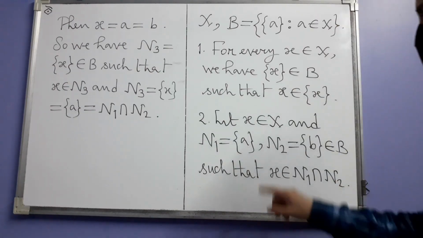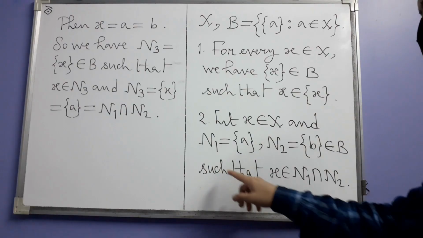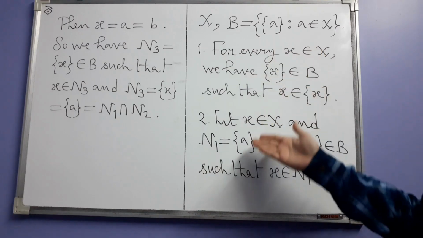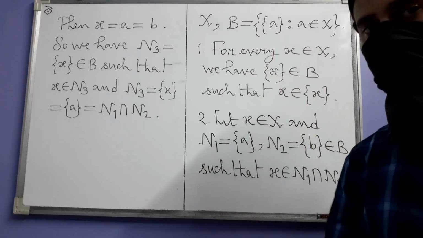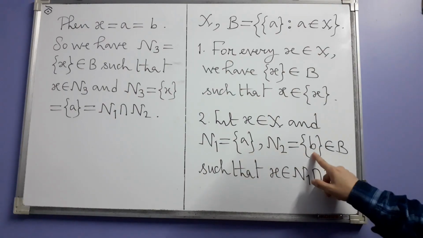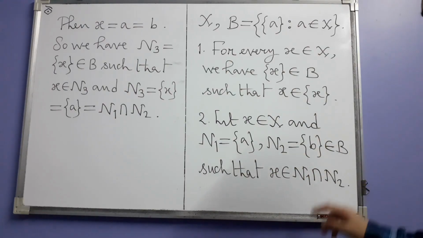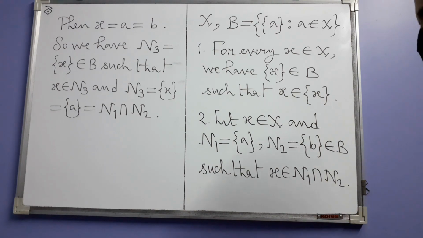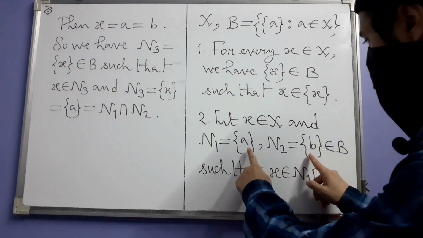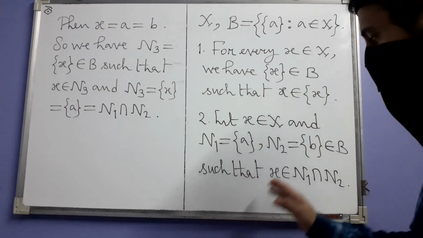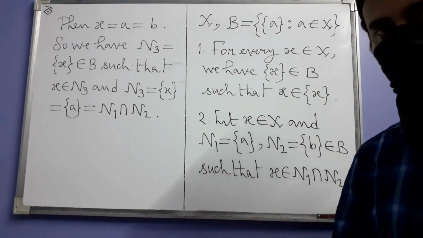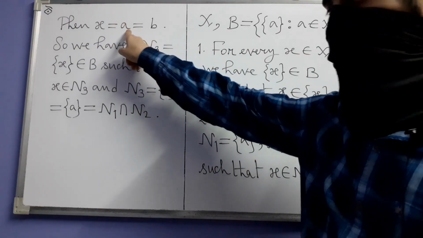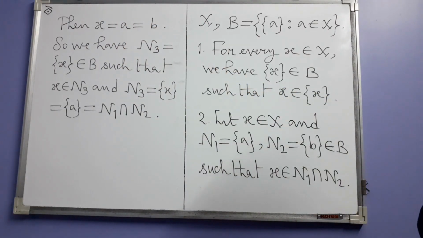So for the second condition, we take any element X in X and say we have two basis elements N1 and N2. So by definition, each one of them has to be a singleton set. So this one is the set A and this one consists of B, in B, such that X belongs to their intersection. Now X belongs to the intersection of these two singleton sets means what? That they really intersect, that they are not disjoint. However, that immediately implies that X must be equal to A and A must be equal to B.